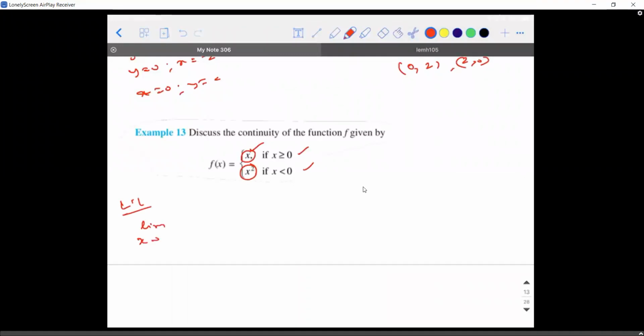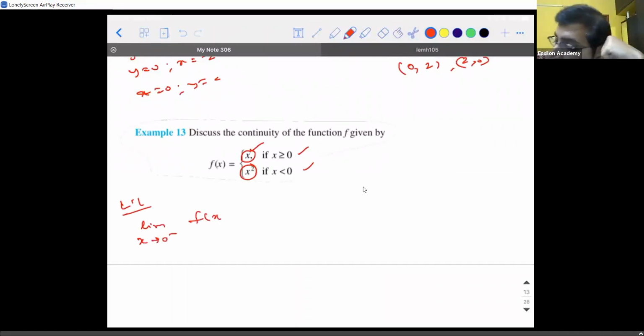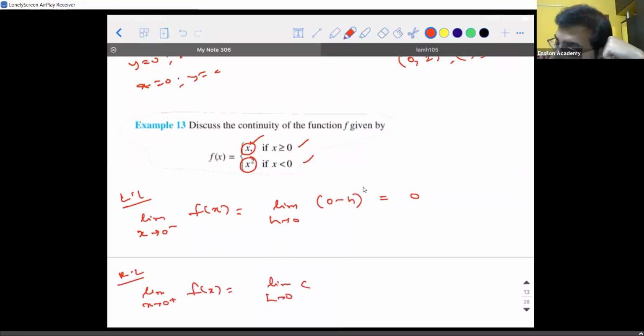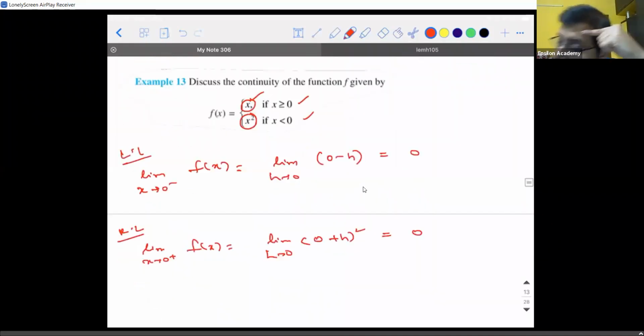Limit x tends to 0 minus, what is the value? f of x is equal to limit h tends to 0, 0 minus h. That is going to be 0. Similarly, right limit x tends to 0 plus f of x is equal to limit h tends to 0, what are you going to write? 0 plus h the whole square. That is also 0. f of 0 is 0 square, that is also 0. So left limit is equal to right limit is equal to the function value. Say it is a continuous function.